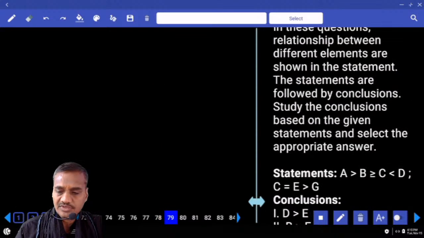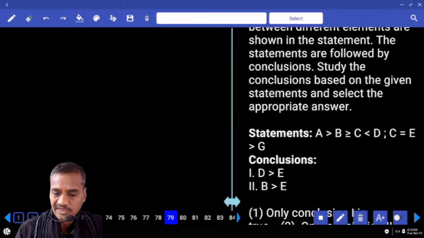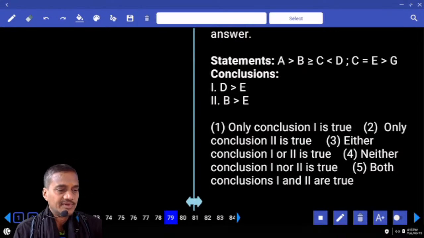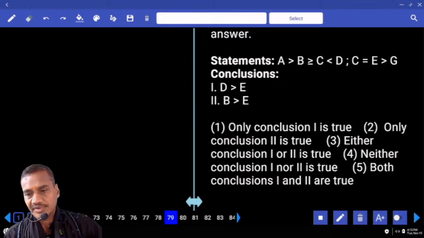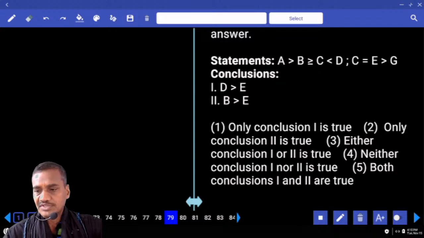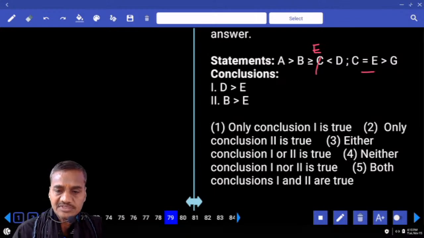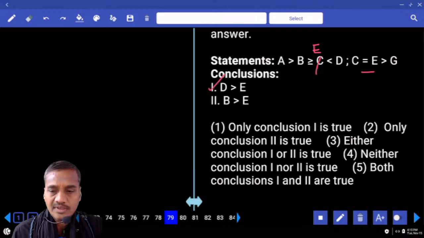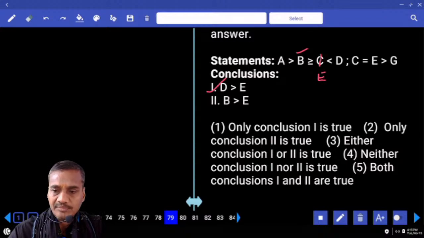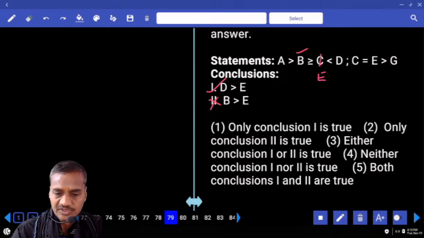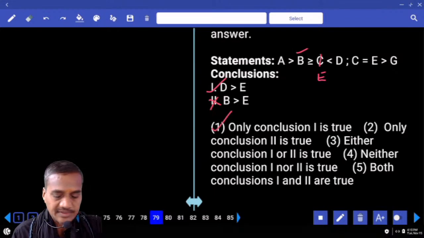Then 79 onwards, it is based on inequalities. The relation between D and E. Now D is here and E is here. Now C equals E, in the place of C, I can take directly E. Now E lesser than D means D greater than E, definitely true. And next one, the relation between B and E. C equals E. B greater than or equals to E is true. Only greater than is false. And so what is your answer? Only one, that is choice 1, 79.